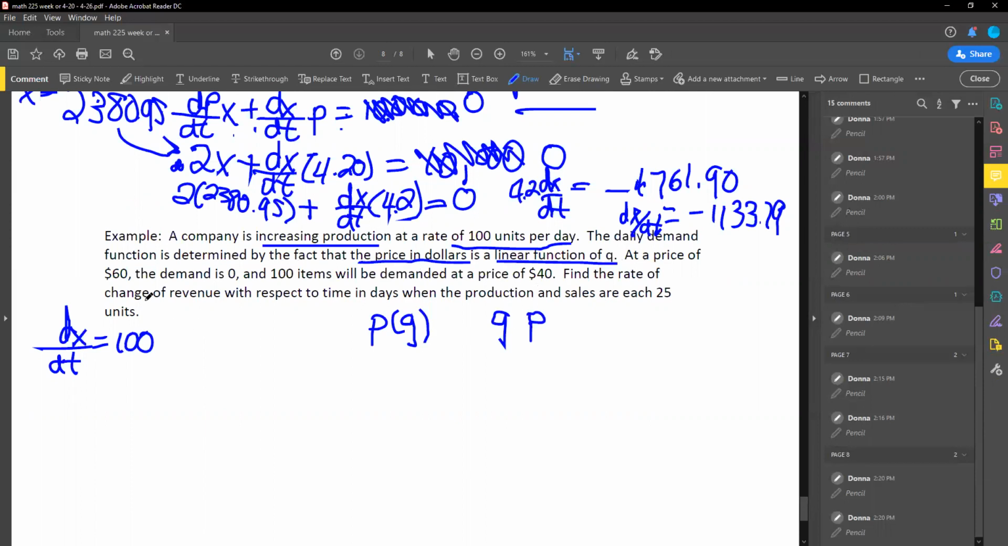So at a price of $60, that's my Y, the demand is 0. So that's one point. And 100 items will be demanded at a price of 40. So the price is Y, the quantity is X. Now I'm going to stop right there.